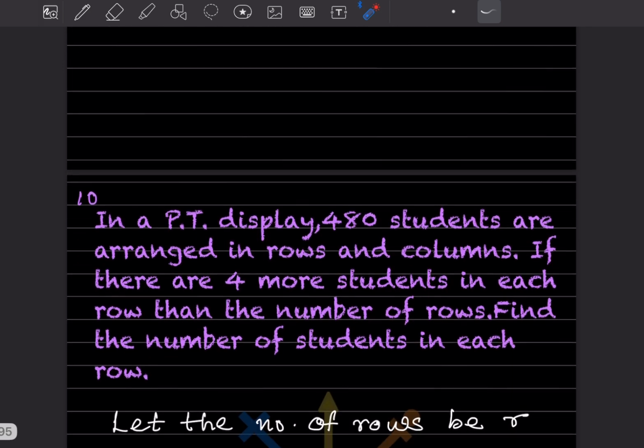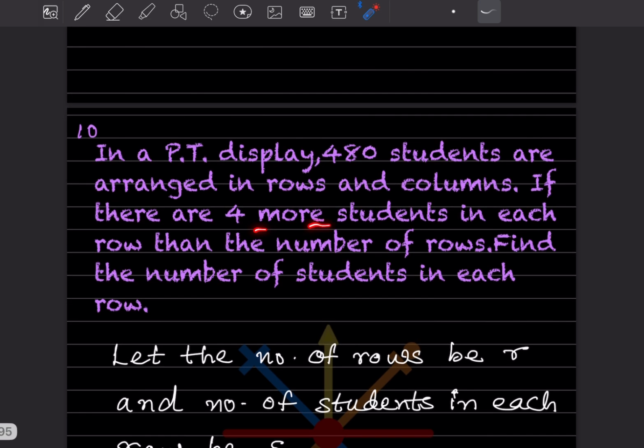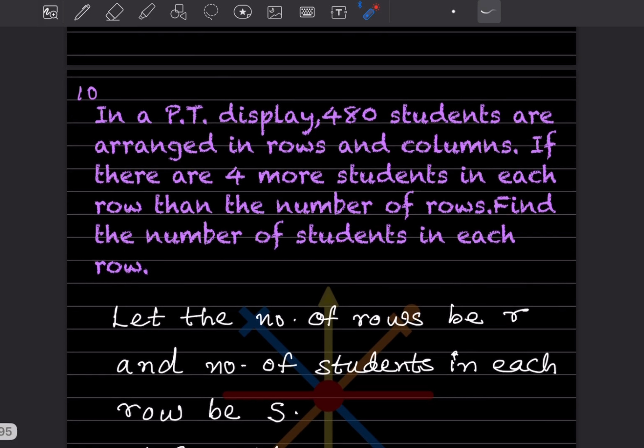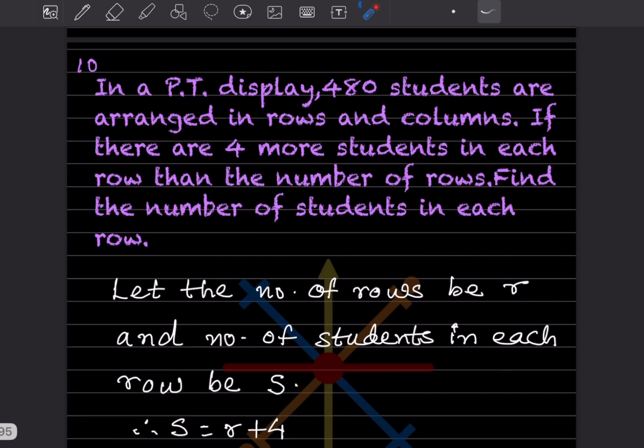In a PT display, 480 students are arranged in rows and columns. If there are 4 more students in each row than the number of rows, find the number of students in each row. So now let the number of rows be R, and the number of students in each row we'll consider as S. What did they say? 480 students are arranged in rows and columns, and there are 4 more students in each row than the number of rows.